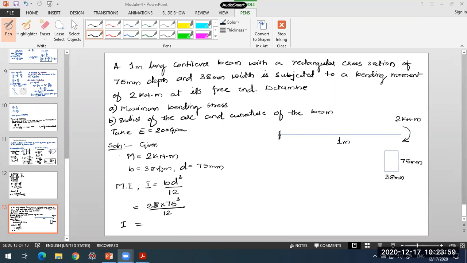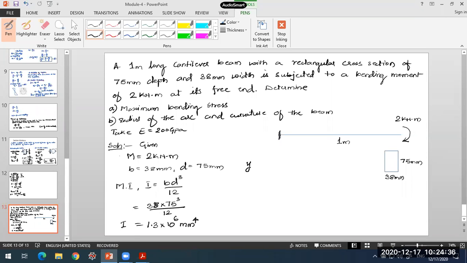Just simple division and multiplication. What is the answer for that? So 1.3 into 10 raised to 6 meter square. 1.3 into, so how much is that? 10 raised to 6. This is 1.3 into 10 raised to 6 mm raised to 4. Okay, so this is the I value.